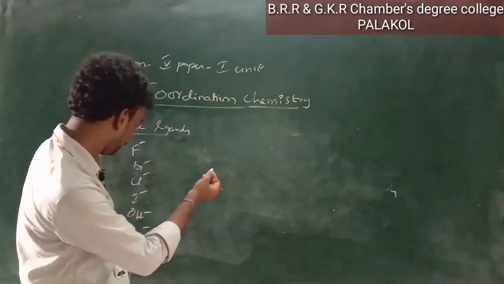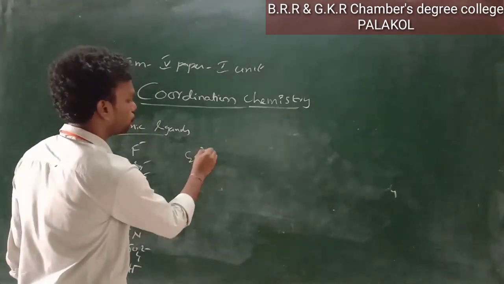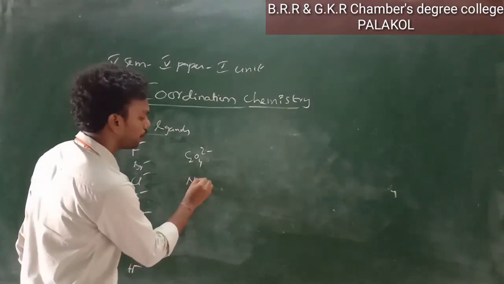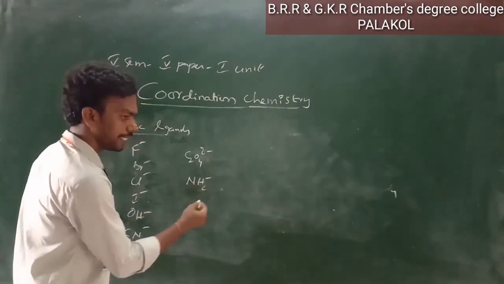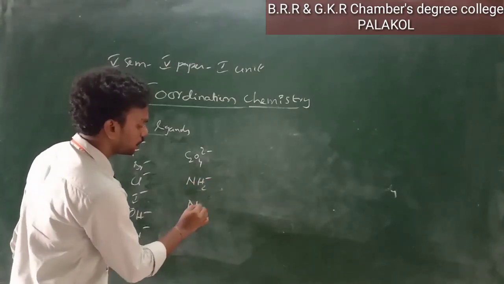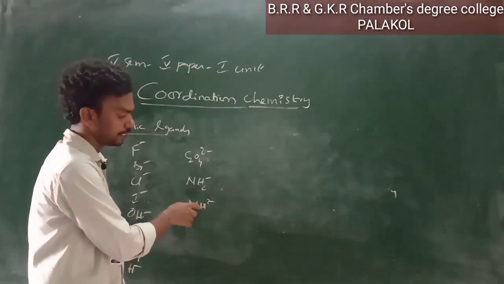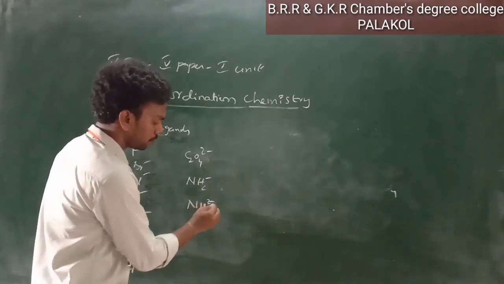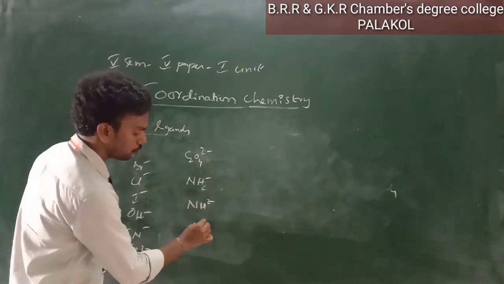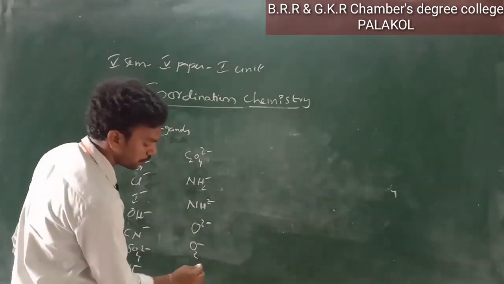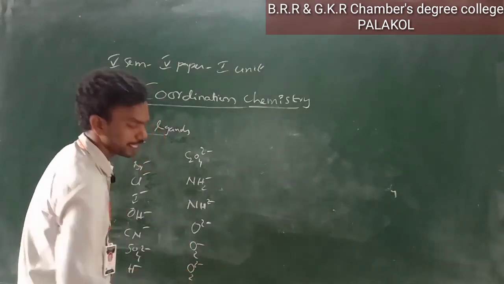and C2O4 2 minus, oxalate ion, and NH2 minus, amide. NH, if you remove one more hydrogen, that is imido. This is amido, this is imido, right? And oxygen: O2 minus, oxo; O2 minus, superoxo; O2 2 minus, that is peroxo.